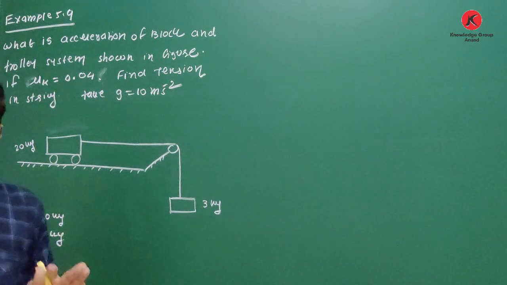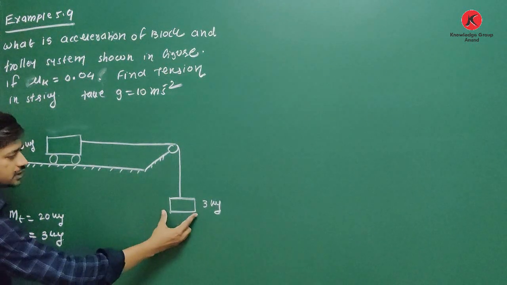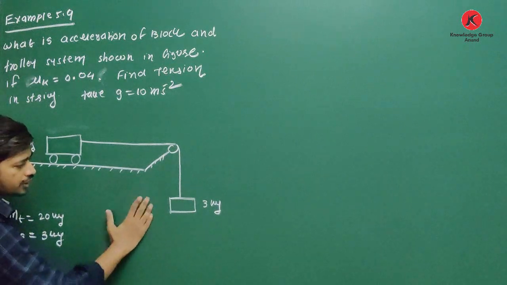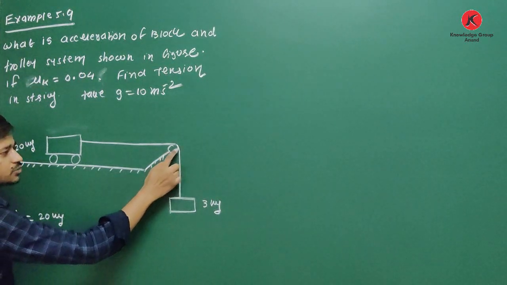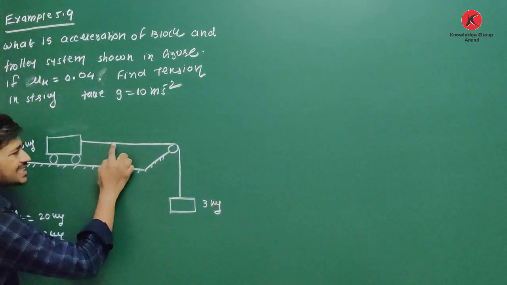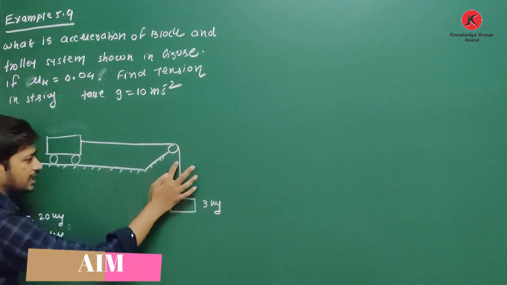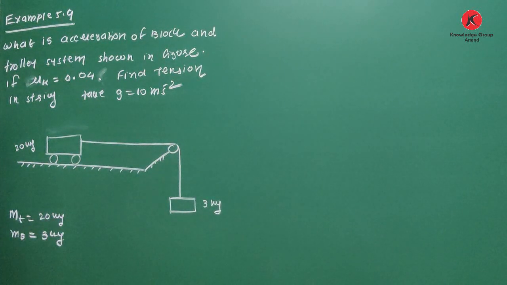First of all, how to draw forces? See, there is one block in the vertical direction, with no contact with any surface. It is connected with a string over this pulley, meaning it is one same string. So the tension produced in this string at each and every point will be the same. It is connected with this trolley.